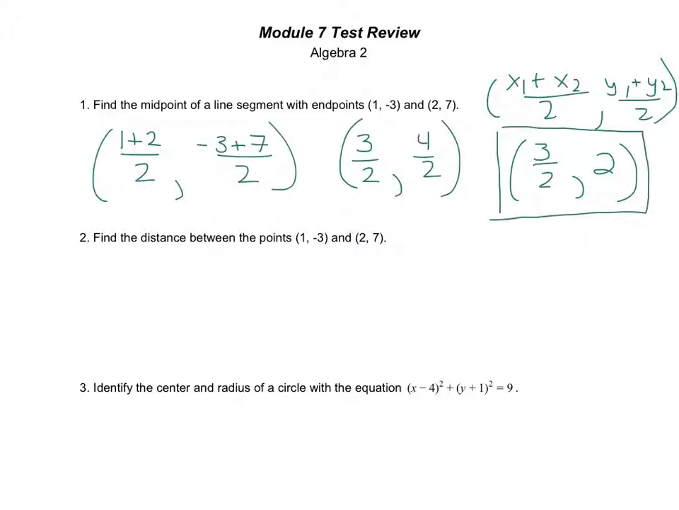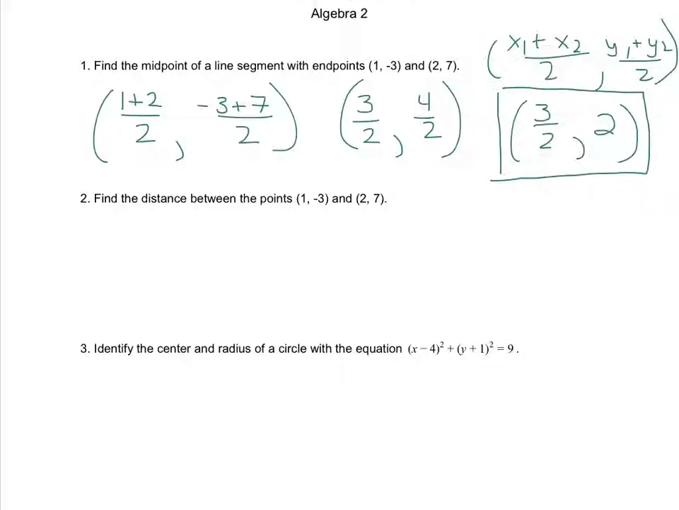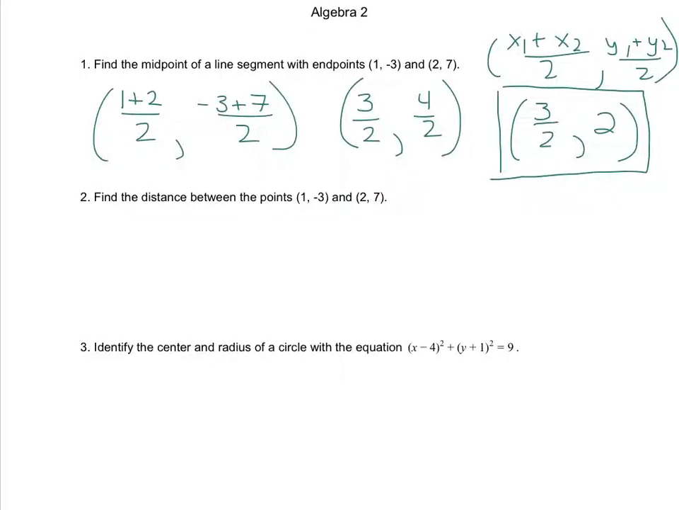So if I graph those 2 points, the point that would be right in the middle of those 2 points would be 3 halves, or 1.5, and 2. Okay, let's look at the same 2 points, but now we'll look at the distance between them. Now we also had a formula for distance.